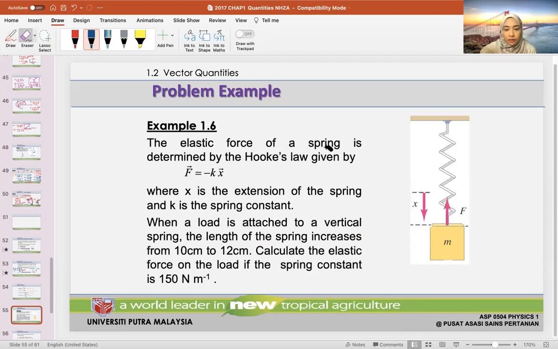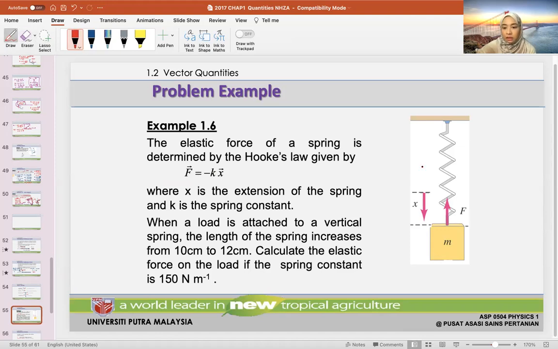So the elastic force of a spring is determined by Hooke's law, given by F equals minus kx. This is the elastic force, which refers to the force of a spring. Here you can see there's a minus sign, which means that if my force is going up, my x has to go down. And if my F is going down, my x has to go up because of this minus sign. Remember, if I have a minus sign, the vector needs to be in the opposite direction. So F dengan x kena opposite direction.